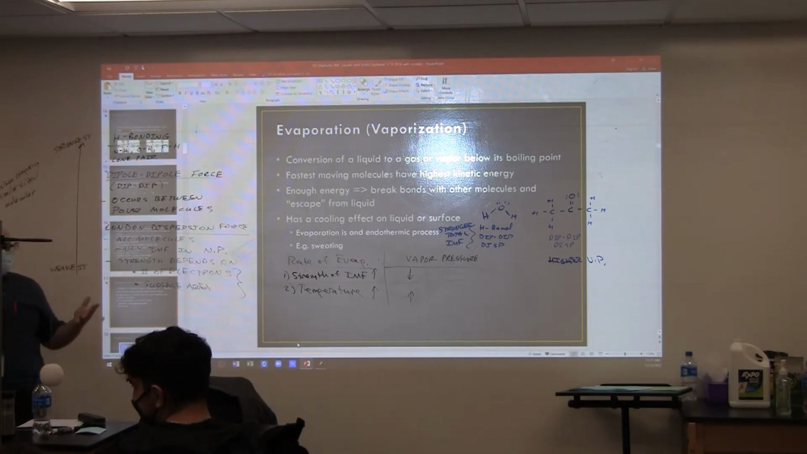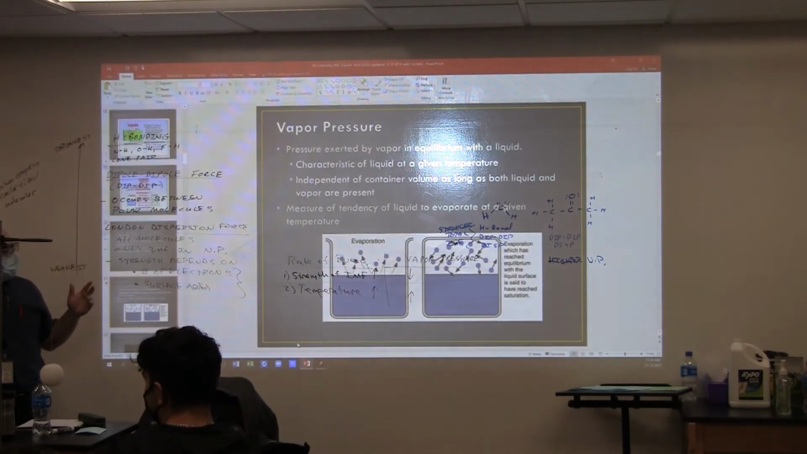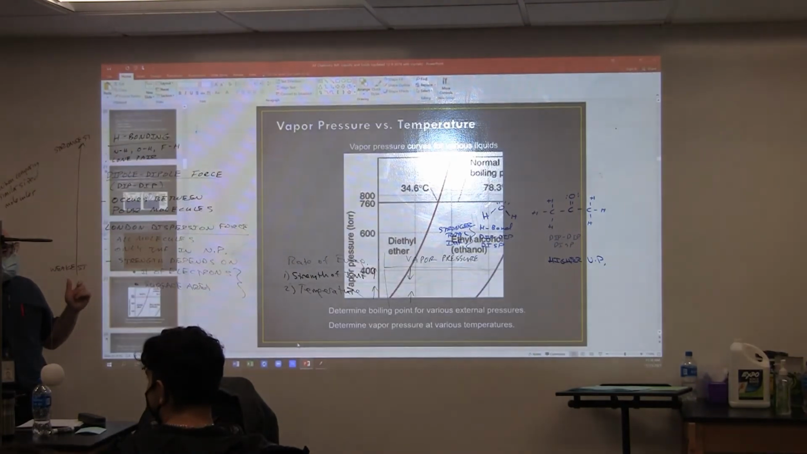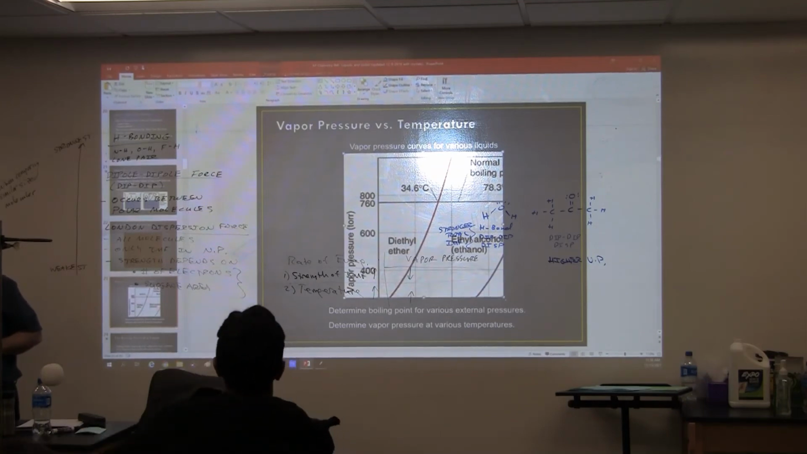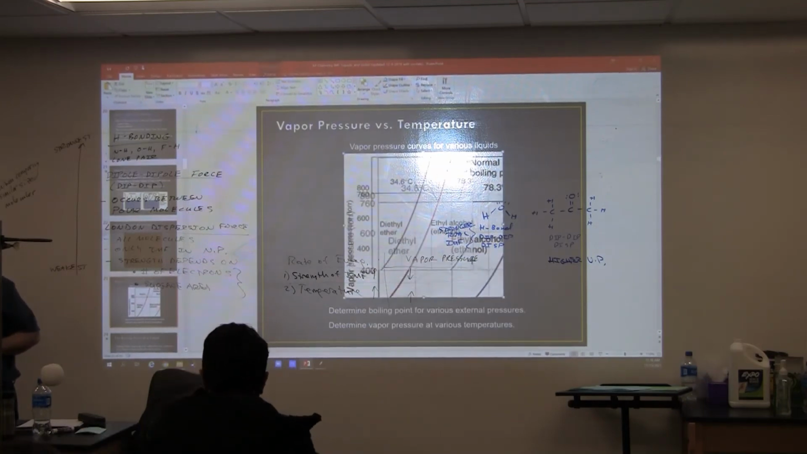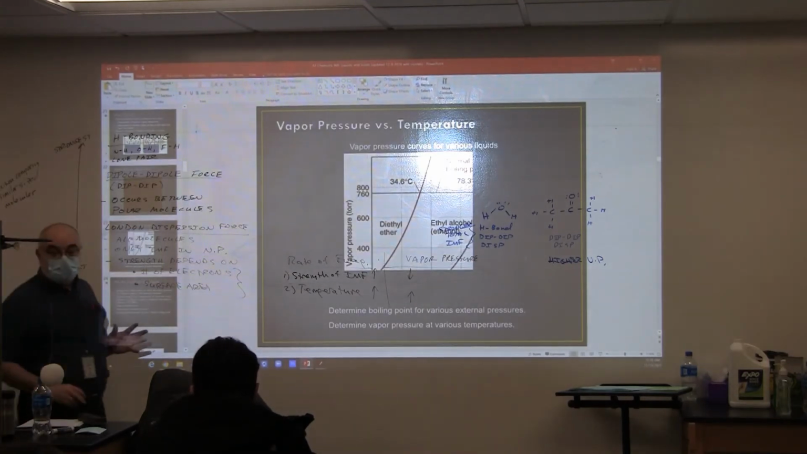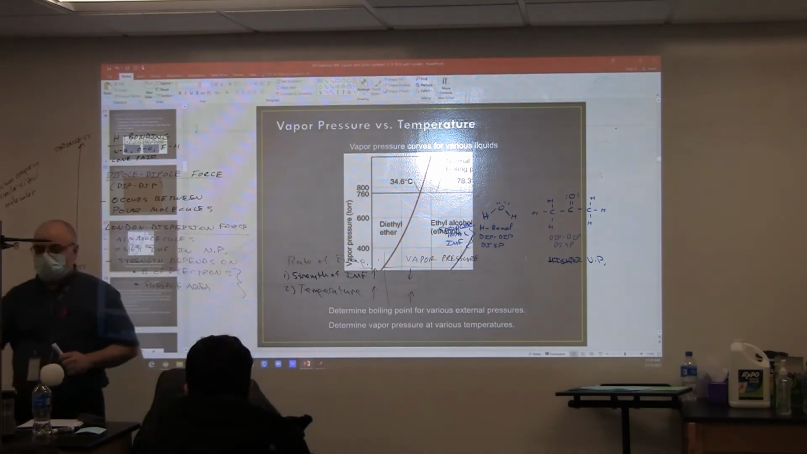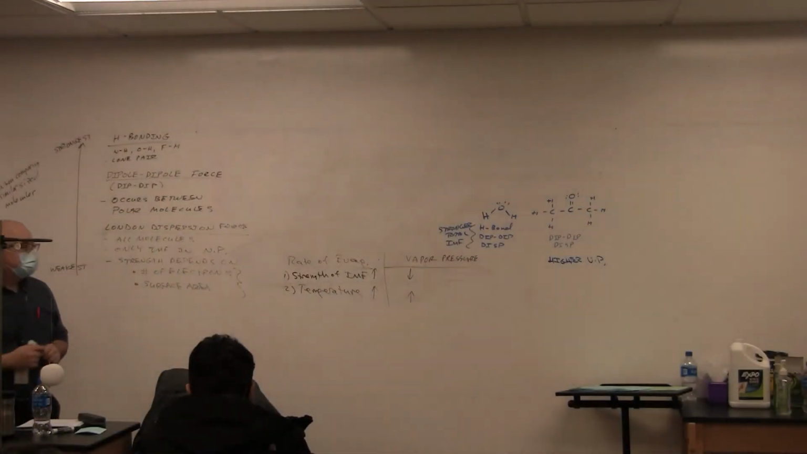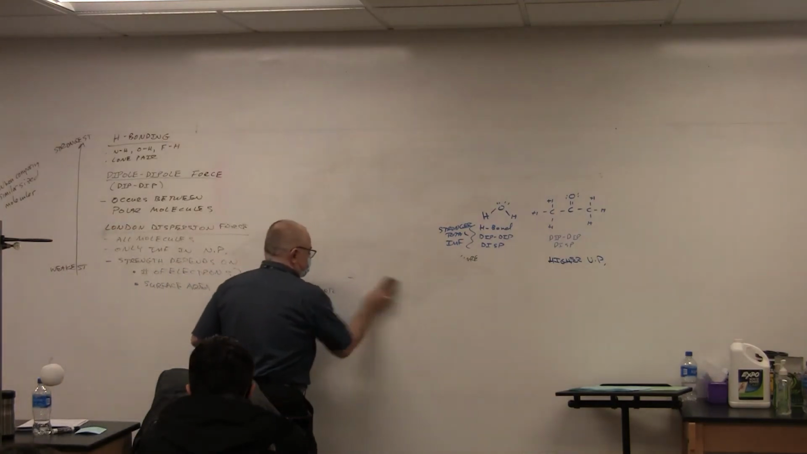All right, now, a lot of slides. Now what's interesting about this is how it relates to boiling point. It turns out that the boiling point of a liquid occurs when the vapor pressure equals the outside pressure.